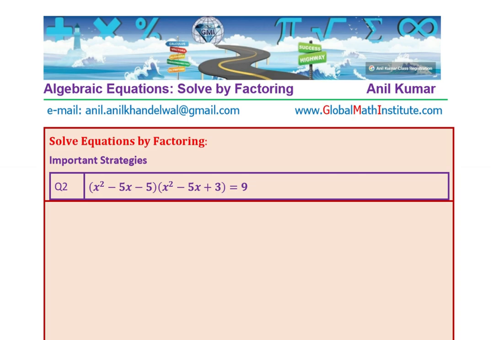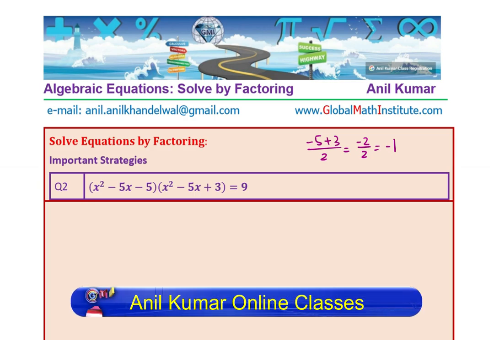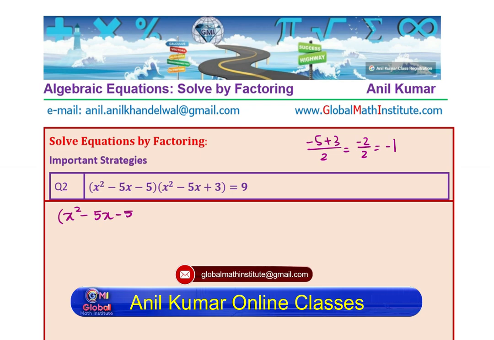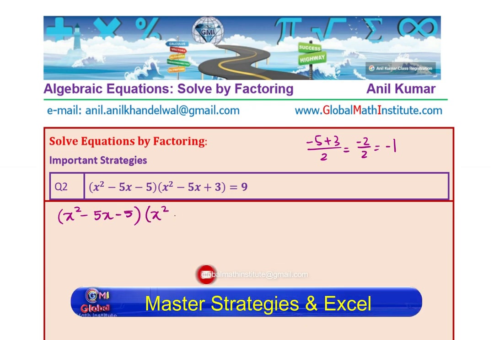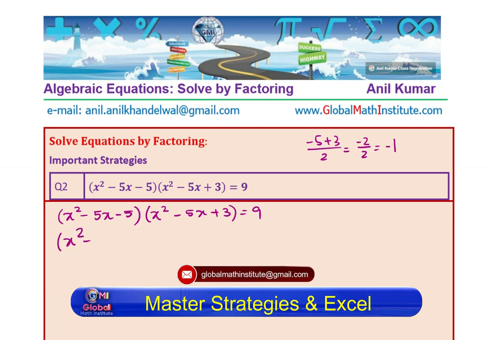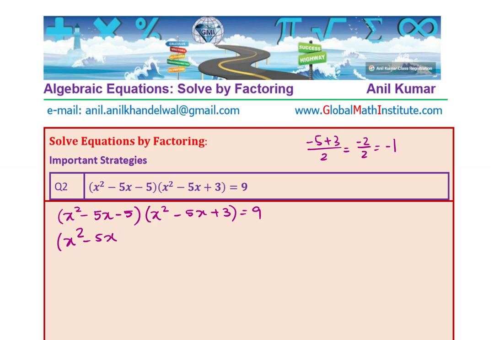Now, you see this minus 5 and plus 3, right? Find the midpoint of minus 5 and plus 3. Midpoint of this will be minus 2 by 2, which is minus 1. So using minus 1, I could split 5. So look here, what am I going to do? We are given x squared minus 5x minus 5 times x squared minus 5x plus 3 equals 9. See how I split 5, right? This is the strategy. x squared minus 5x. Now I am writing this as a combination of minus 1 and what?